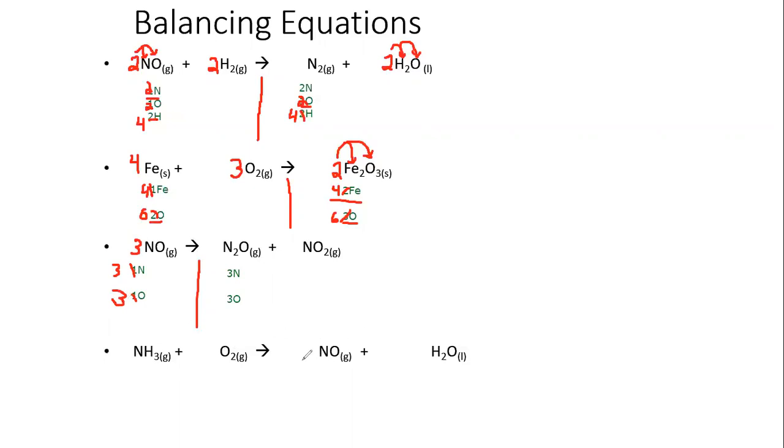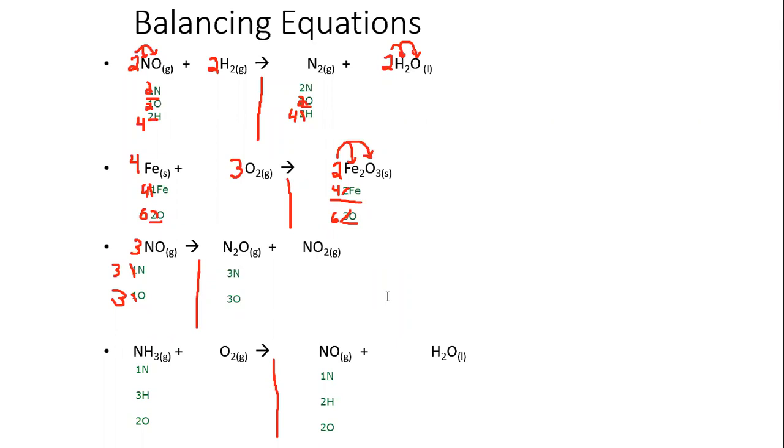Now we get to the last example, and this is a level up. This is a little bit more difficult one. But we have ammonia plus oxygen gives us nitrogen monoxide and water. So again, we start by looking at the total number of each type of element. So we have 1 nitrogen, 3 hydrogen, 2 oxygen. And on the product side, we have 1 nitrogen, 2 hydrogen, 2 oxygen.